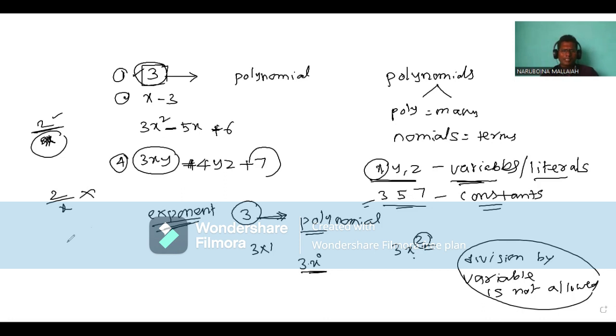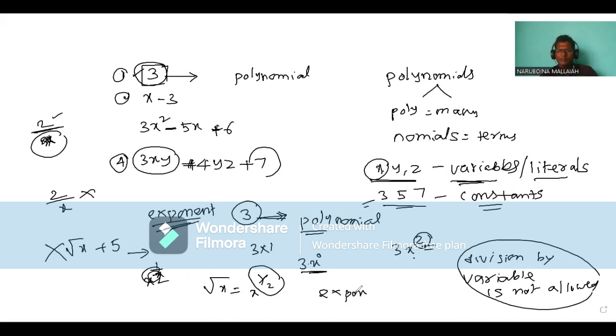In the same manner, if I write root x plus 5, this is not a polynomial. Whenever we have square root of x, we write it in radical form, as x to the power of 1 by 2. Square root of x is written as x to the power of 1 by 2. So here the exponent is 1 by 2. This is a fraction. So fractions must not be there in the exponent.